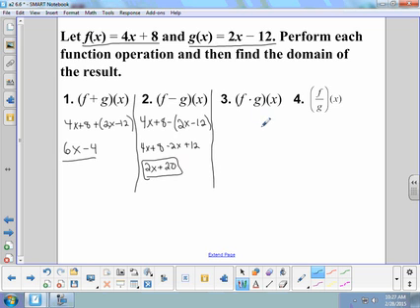All right, number 3 looks like a multiplication problem. 4x plus 8 times 2x minus 12. Well, looks like I'm going to have to FOIL on this one. 8x squared minus 48x plus 16x minus 96. Go ahead and combine like terms. 8x squared. Looks like negative 48 plus 16 would be negative 32.